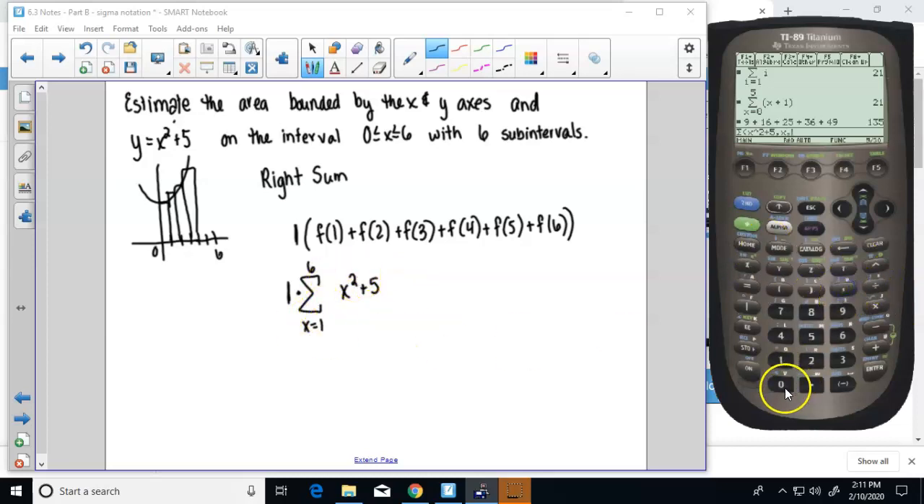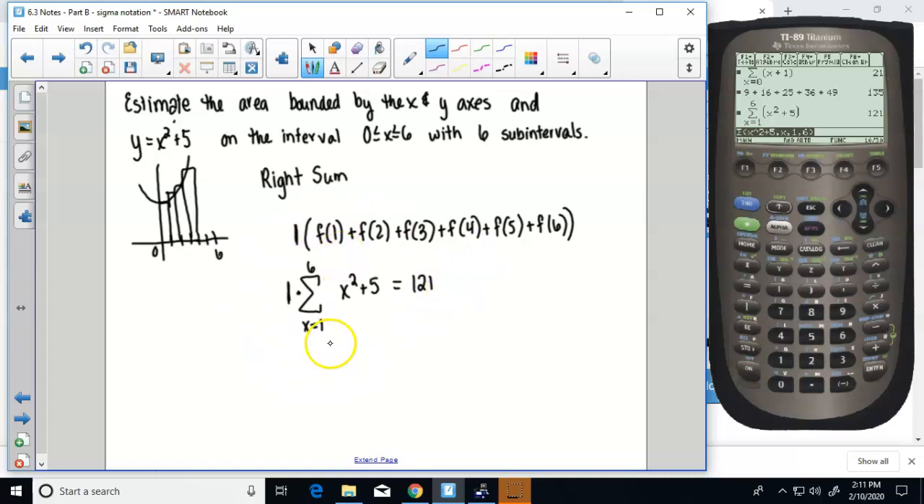And so if we used our calculator for that, we could do the sum of x squared plus 5. And we do comma x so they know what variable was our summation variable. And then from, not 0, from 1 to 6. Okay, and that would give us 121. So that would be our right sum. Okay, so this expression gives you the right sum.